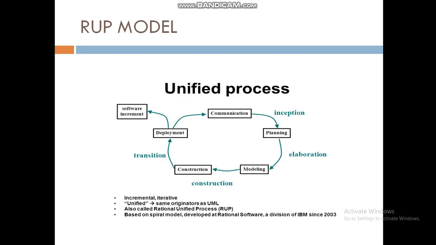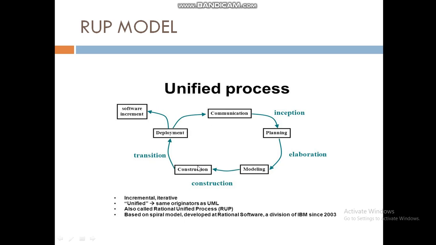This is the block diagram of the RUP model. The RUP model is like a normal software development model, but here every 2 phases are combinedly called a single phase. First the process starts with the communication phase. Communication phase means requirements phase. After gathering the requirements, we go to planning. Planning means analysis. Next we go to modeling. Modeling means design. Construction means implementation.